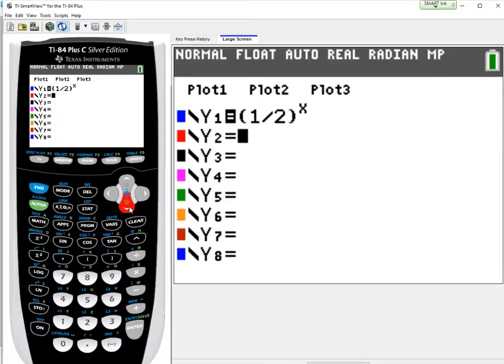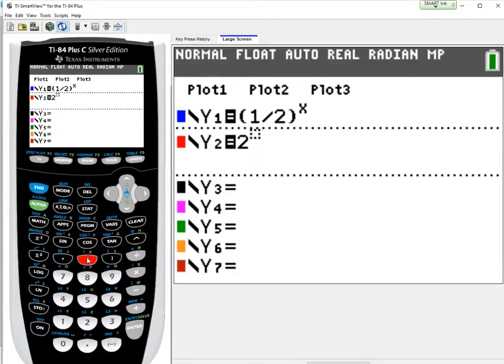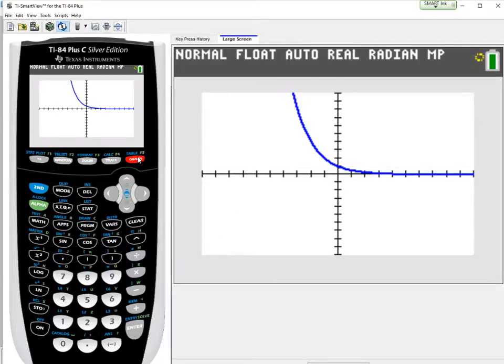All right, let's check it out. So this will be 2 to the negative x. It's the same thing. So there's our blue line, and then here comes our red line. It's going to take the reciprocal of 2, so that way it makes the x positive.